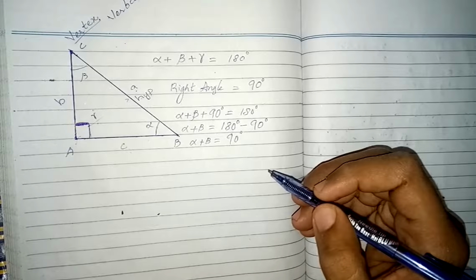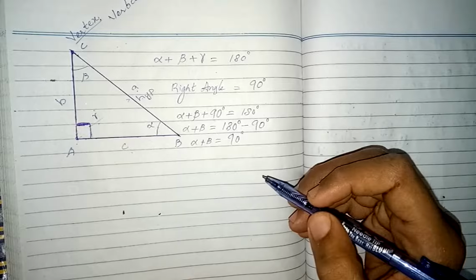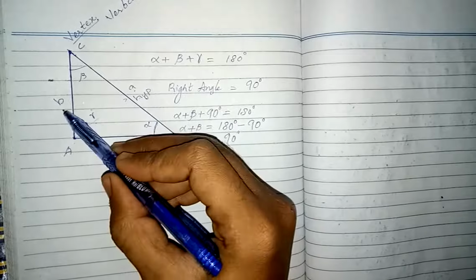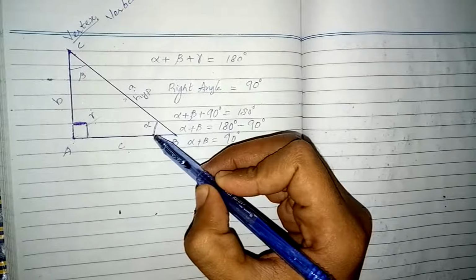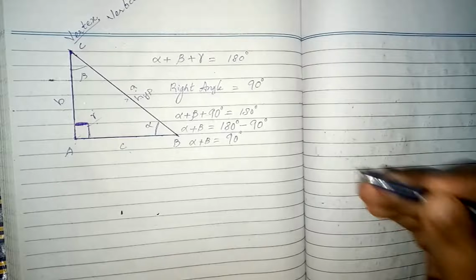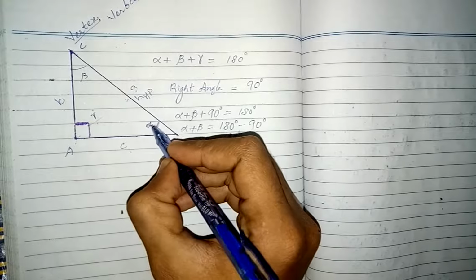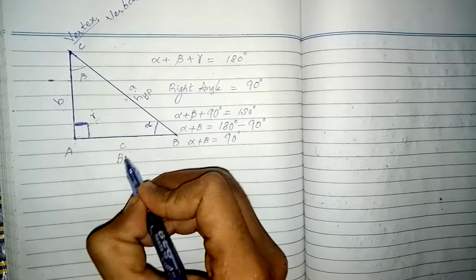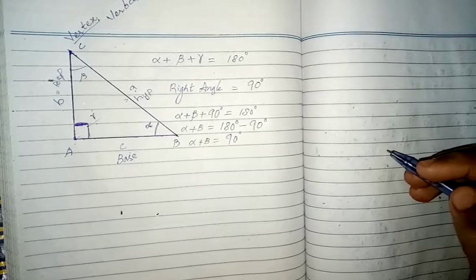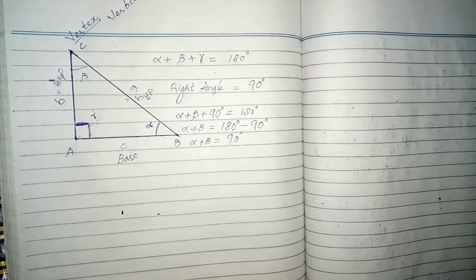Now for deciding the perpendicular and the base, we need to consider an angle, because with respect to an angle, the perpendicular and base will change. If I look at angle alpha, then the perpendicular will be B. Means the opposite side of the angle at which we are working is always the perpendicular, and the adjacent side of the angle is always the base. So according to alpha, the side C will be base and side B will be perpendicular.